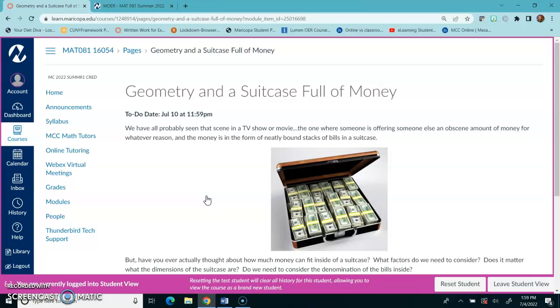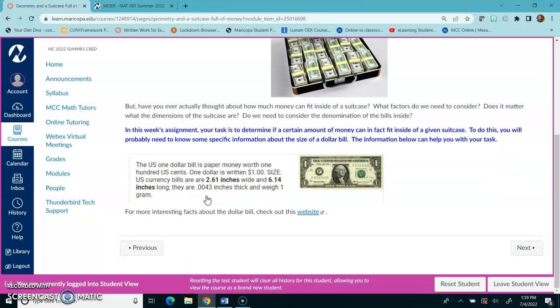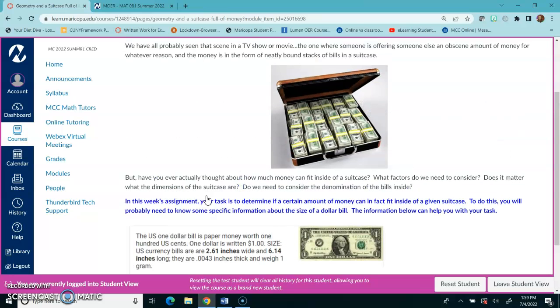So you're going to be placing a large amount of money into a suitcase, and you're going to be given the dimensions of the suitcase. And you're also going to have to consider the dimensions of a dollar bill. And guess what? This is a volume problem. This is exactly what you're studying this week. Will this certain amount of money fit inside this given briefcase?